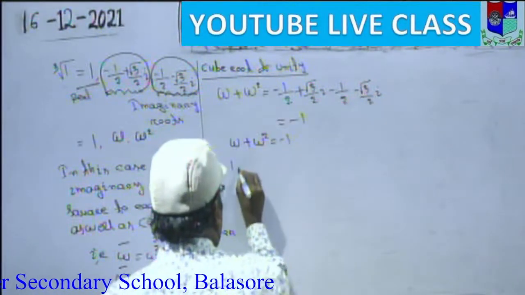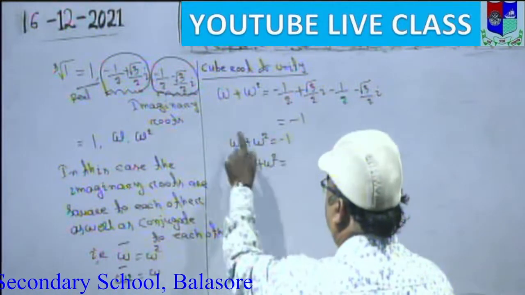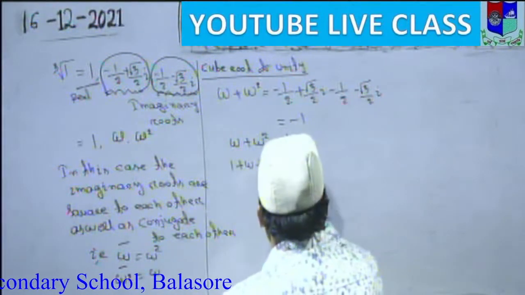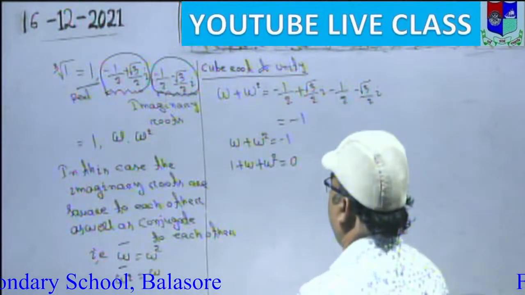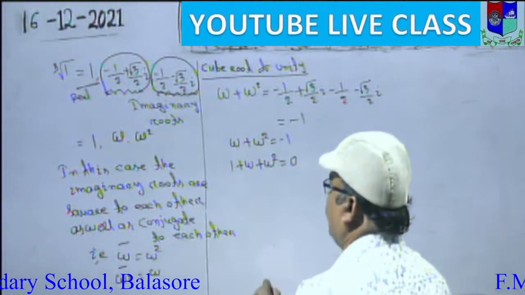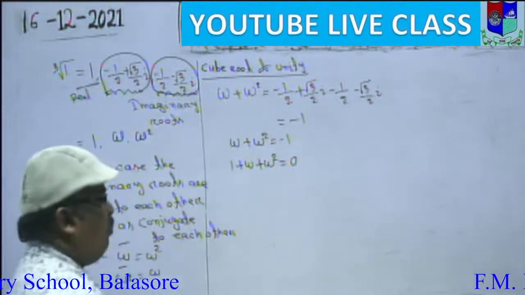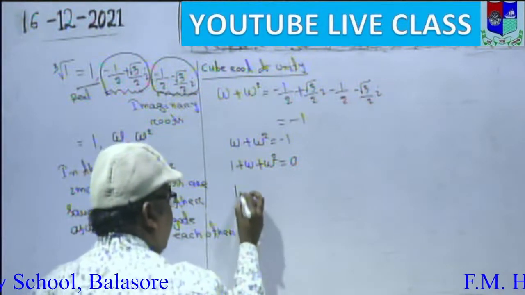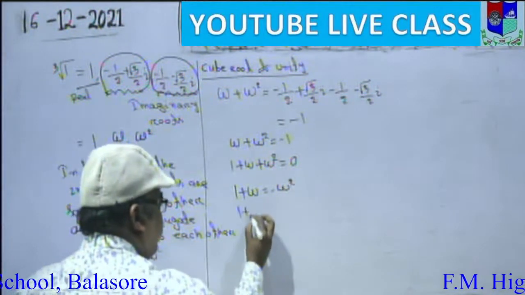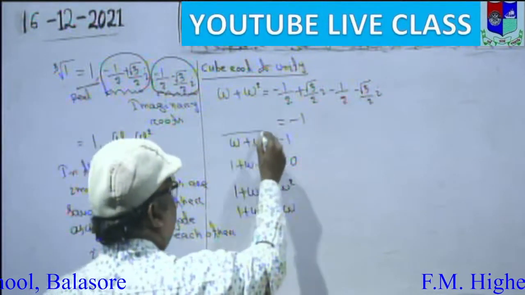If we write 1 plus omega plus omega square, minus taken to the left hand side, so we find 1 plus omega plus omega square is 0. By using this 1 plus omega plus omega square equal to 0, we can solve different problems about this omega. So now from this we find 1 plus omega is minus omega square, and 1 plus omega square is minus omega. So we find these three things.